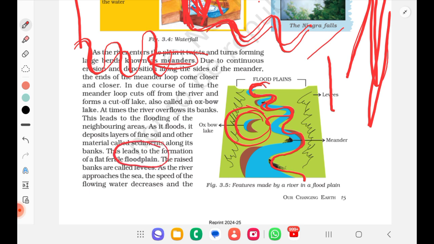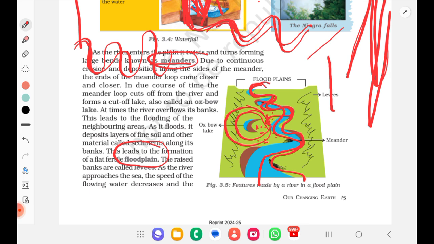What is it? While these rivers are moving, once in a while they will flood and deposit sediments. So they will slow down and move in the same path. Whatever plains are formed because of the flooding of a river are called a flood plain.